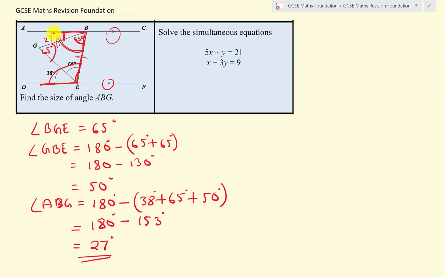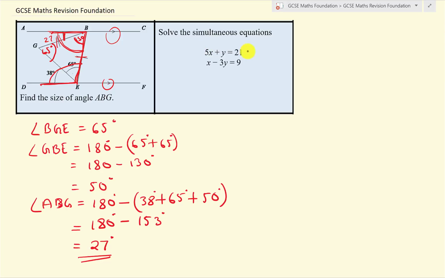Next, solve the simultaneous equations. We can see that in these two equations we don't have a term which is the same, so we cannot eliminate any of them. In order to eliminate one, we need to make one of the terms the same. We've got a 3y there, so you can either multiply the whole of the second equation by 5, or multiply the top equation by 3, so that we can match the y terms. That'll become 3y.